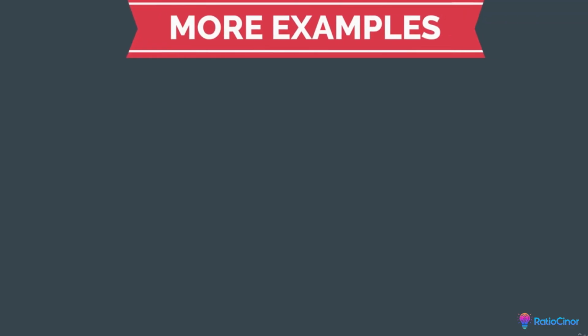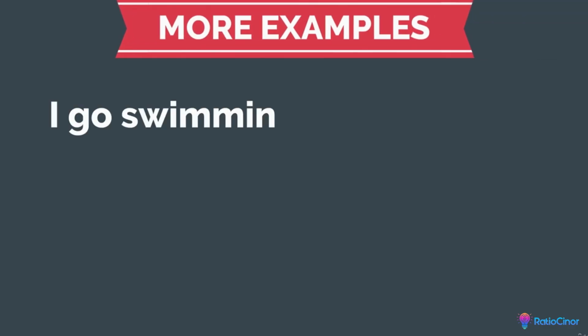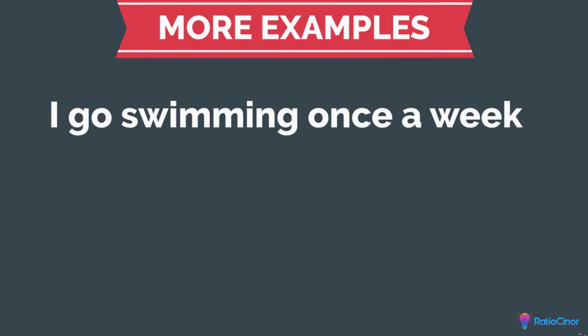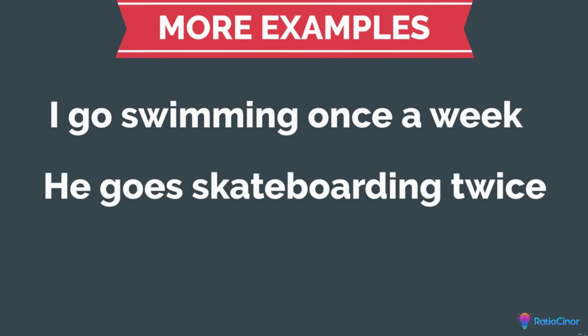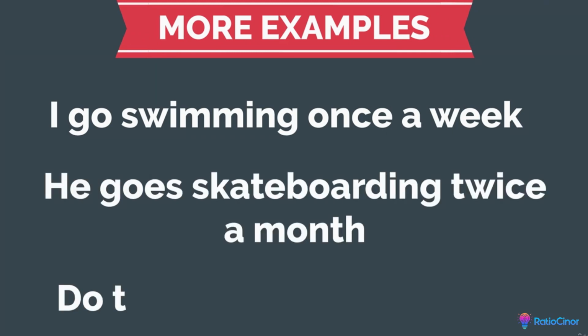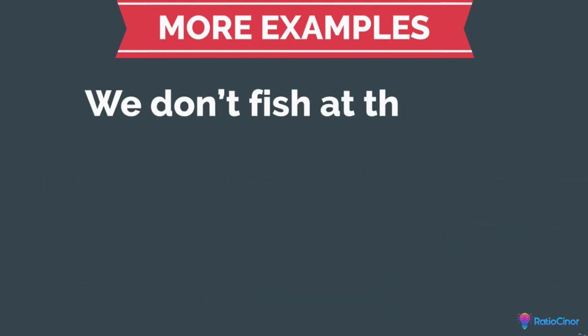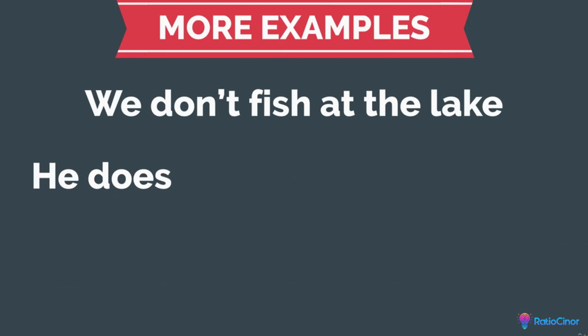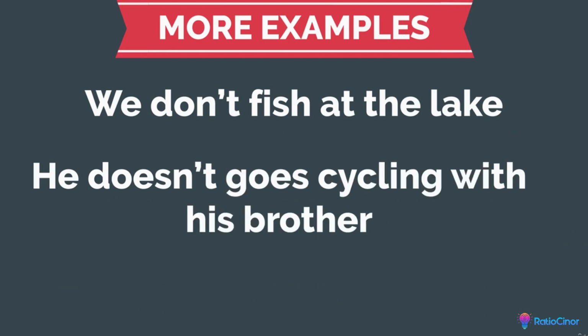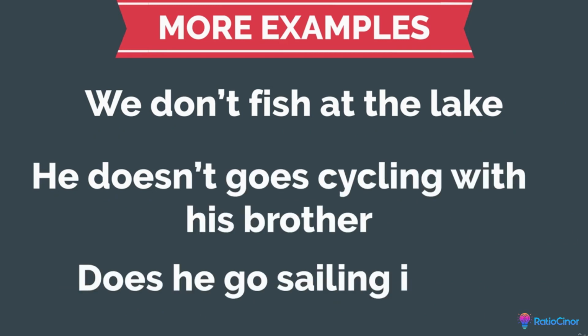More examples. I go swimming once a week. He goes skateboarding twice a month. Do they go dancing on Saturday? We don't fish at the lake. He doesn't go cycling with his brother. Does he go sailing in the summer?